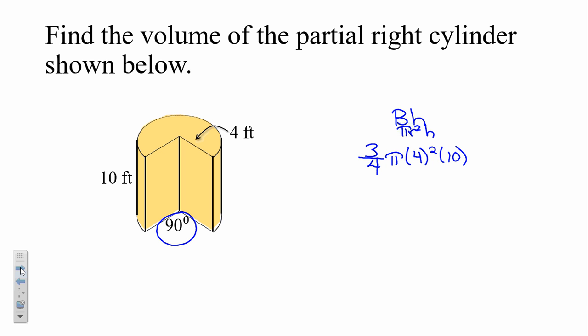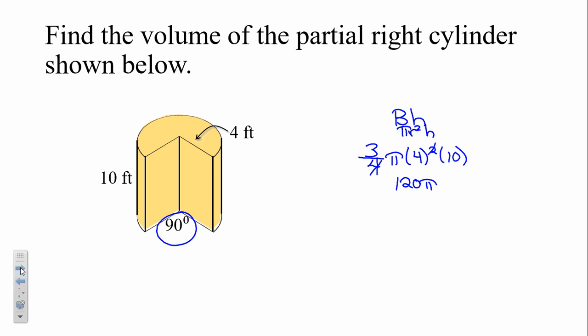So it ends up being, if you work it out, 40 pi. Oh no, I did it the wrong way. It's going to be not 90 out of 360, but we want to know 270. So 3 times 10 is 30, 120 pi. Exactly. Okay. Feeling good? All right.